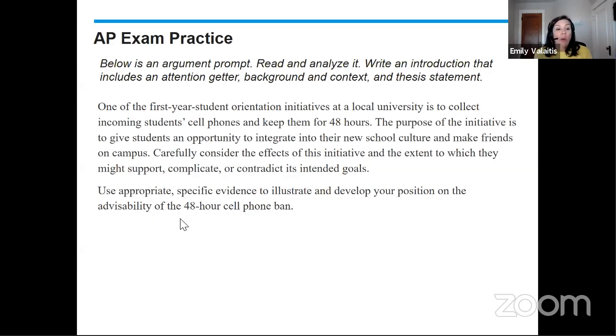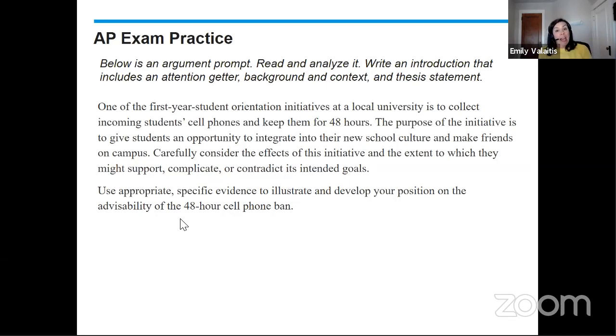And the prompt says, one of the first-year student orientation initiatives at a local university is to collect incoming students' cell phones and keep them for 48 hours. The purpose of the initiative is to give students an opportunity to integrate into their new school culture and make friends on campus. Carefully consider the effects of this initiative and the extent to which they might support, complicate, or contradict its intended goals. Use appropriate specific evidence to illustrate and develop your position on the advisability of the 48-hour cell phone ban. And the students who watched yesterday were asked to write an introduction for this particular prompt.